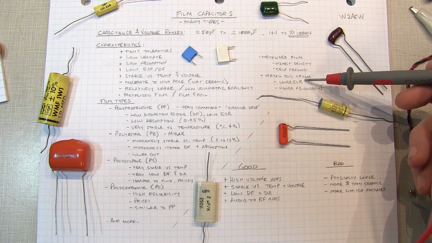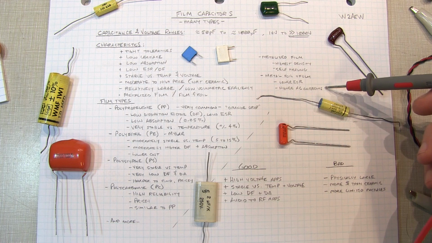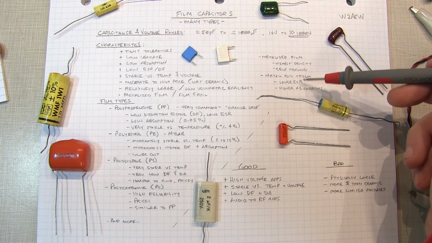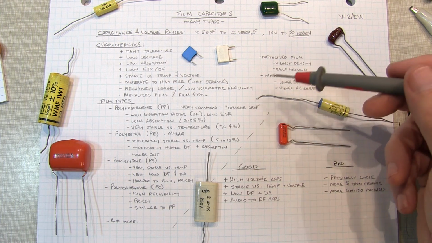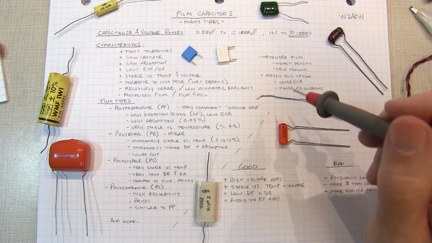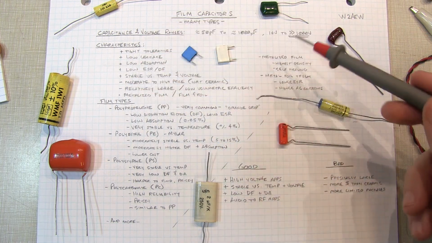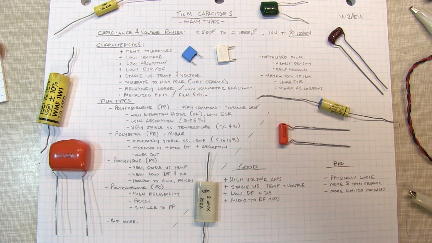They generally will have a lower ESR, they can operate with higher AC currents, but they're not going to have as high a value because you don't get as much capacitance per unit density with those. But that's kind of the common characteristics of these film caps.